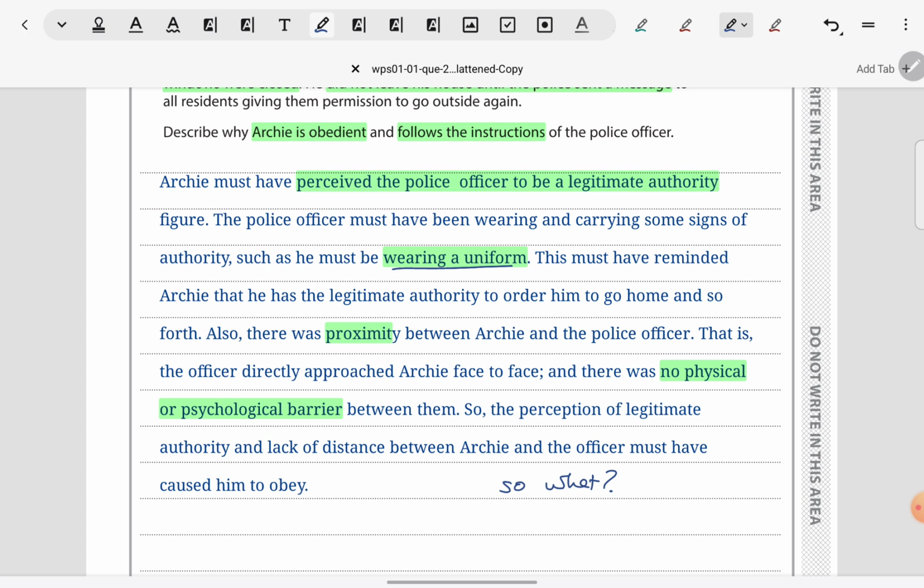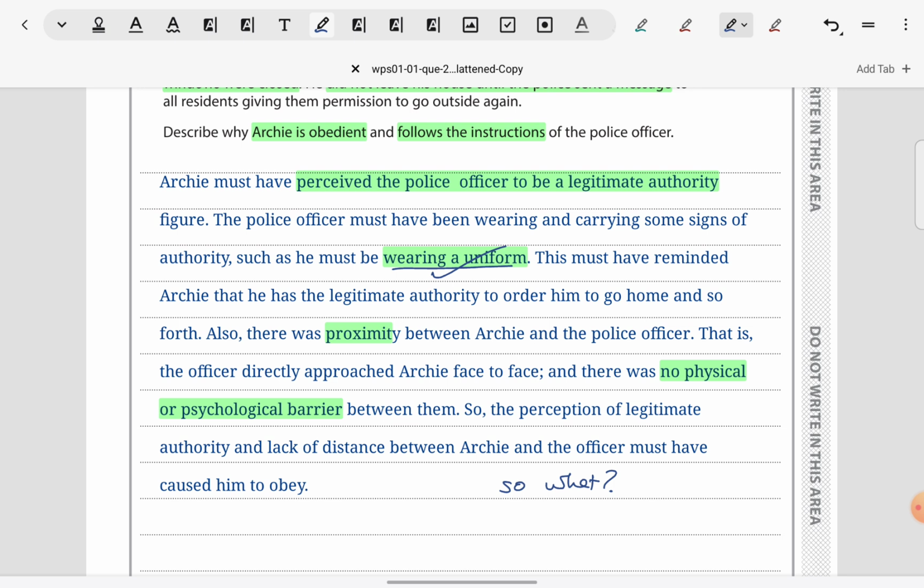Now what if you wanted to take only 1 point and elaborate more? That approach is also acceptable. Only don't stray too much from the context. That's why I don't usually take it. So you can talk about wearing a uniform, and then you could further elaborate on signs of authority. You could give an example maybe from Milgram in his study, how the experimenter always wore a white coat, which reminded participants he was an authority figure.